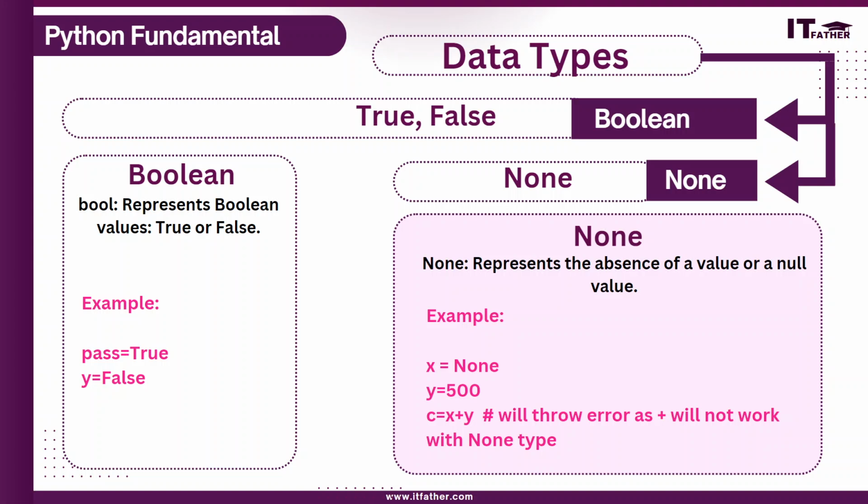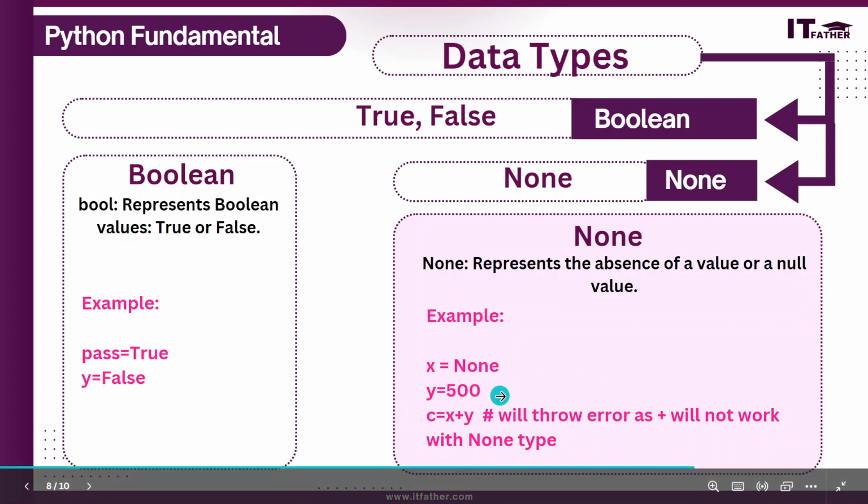And if you want to use x as a string variable, then you have to provide double quotes, right? But if you want to declare a variable without any value stored in it, that should be None. So in this example you can see x equal to None, y equal to 500, and if we write c equal to x plus y, it will throw an error because x is None, no value is there, but y has 500, so 500 cannot be added with a None type.